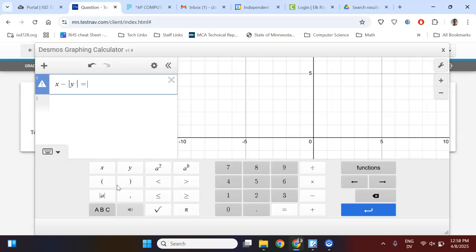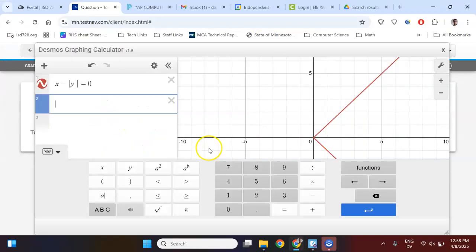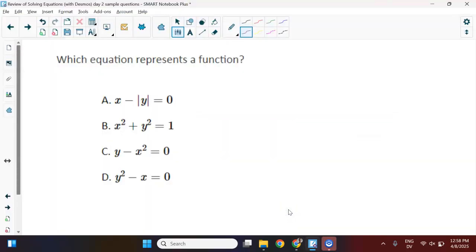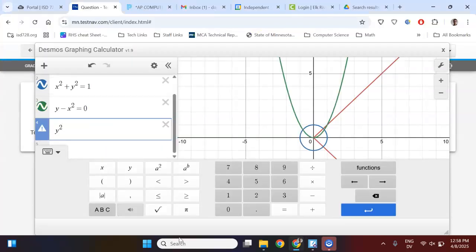And then equals 0. And then x squared plus y squared equals 1. You can use the little hat key on your keyboard, or obviously you can use the square key down here. Y squared equals 1. I'm making a circle equation there. Y minus x squared equals 0. And again, you don't have to manipulate them at all. Just type them in the way it looks. And then y squared minus x equals 0.